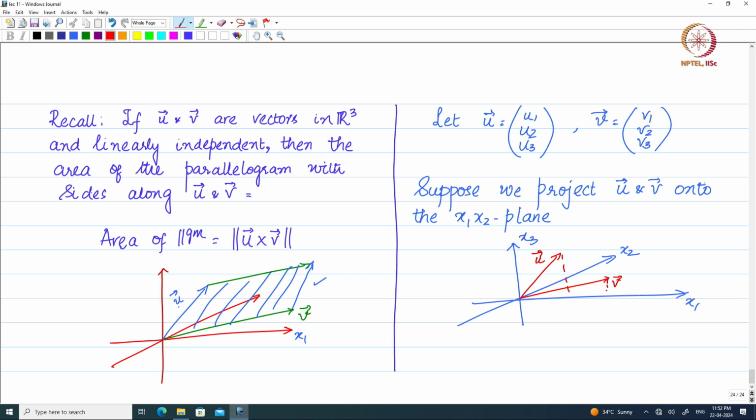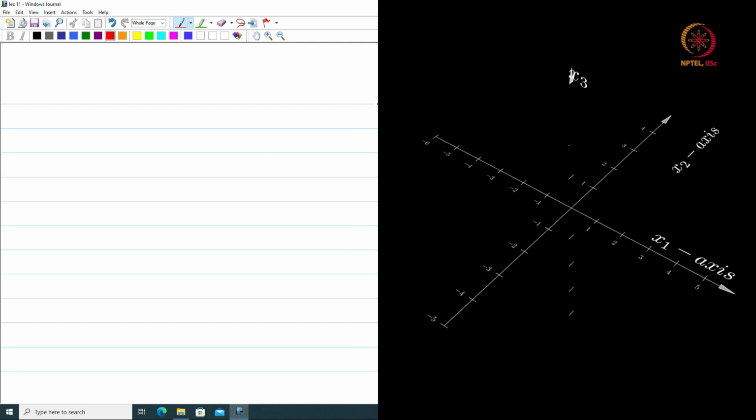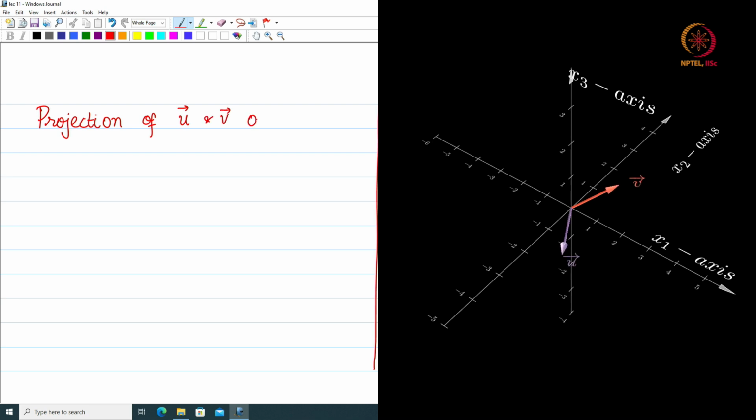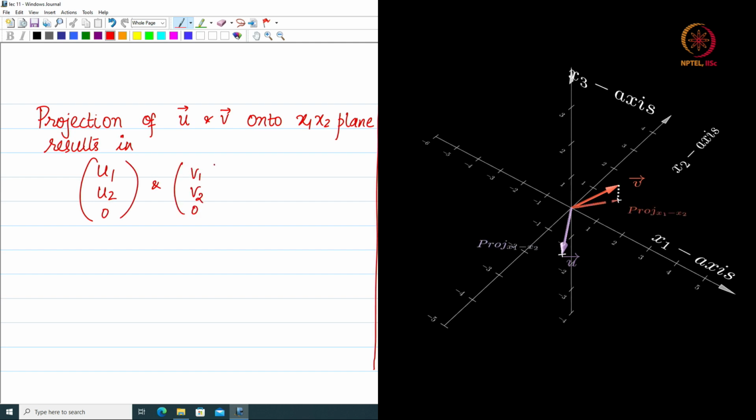So it is going to be a plane, and therefore the third coordinate is going to become 0, in which case the projection of the vector u and vector v onto the x1 x2 plane results in these two vectors, namely, let us say, (u1, u2, 0) and (v1, v2, 0).